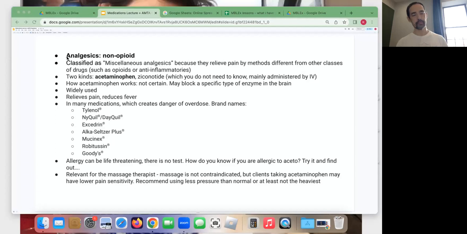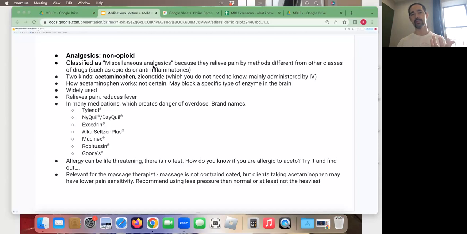So analgesics, we're going to go over some of the non-opioids first. Non-opioid analgesics, especially over-the-counter ones that you can just go and pick up anywhere, are classified as miscellaneous analgesics. They don't relieve pain in a specific area, and they have different mechanisms across different brands. Aleve works a little bit different from ibuprofen. Ibuprofen works a little bit different from Tylenol. Tylenol works a little bit different from aspirin.